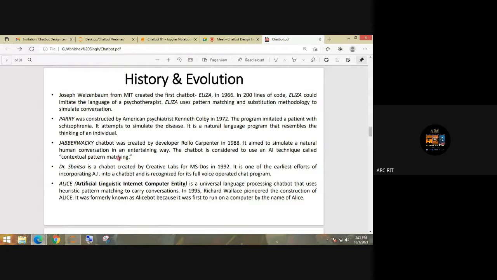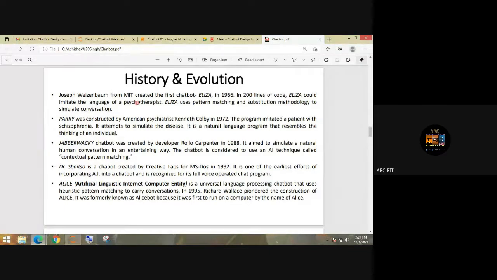Dr. Sbaitso is a chatbot created by Creative Labs for MS-DOS. This chatbot was one of the earliest efforts in which AI was introduced into a chatbot, and it was recognized for its fully voice-operated chat program.